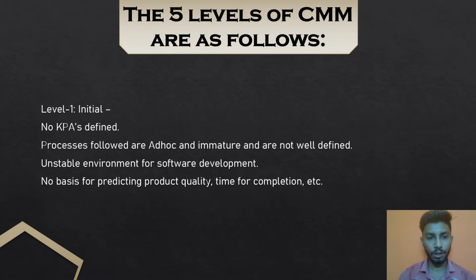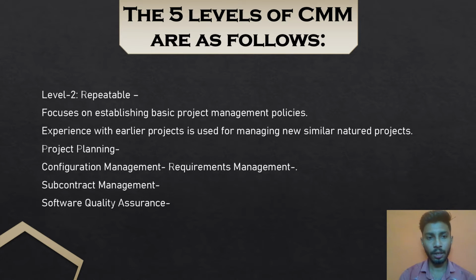Level 1, Initial. No KPIs are defined. Processes followed are archaic and immature and are not well defined. Unstable environment for software development. Level 2 is Repeatable. Focus on establishing basic project management policies. Experience with earlier projects is used for managing new, similar-natured projects.